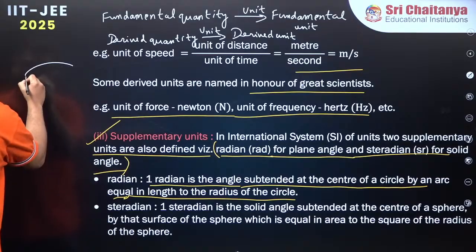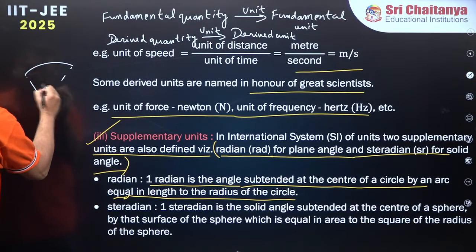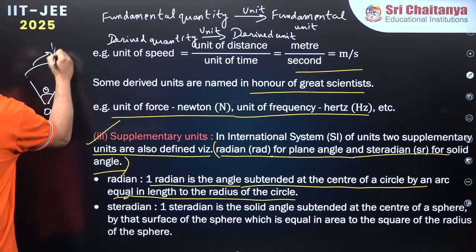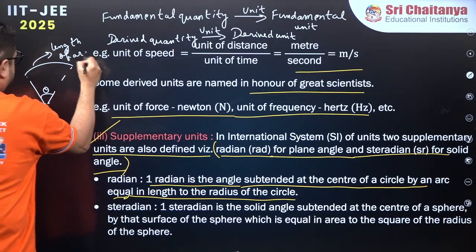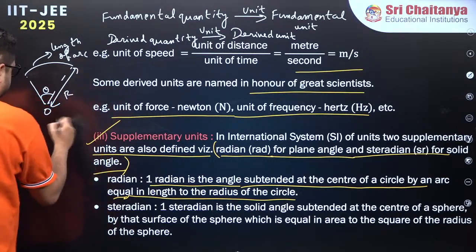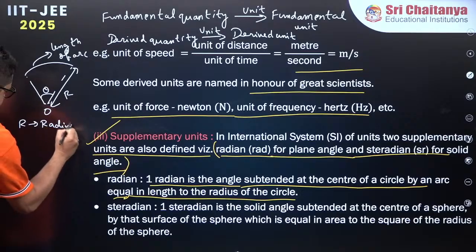That's an arc, and this arc subtends some angle theta at the center. The length of the arc, you know that. And this is the radius of the arc. R stands for the radius of the arc.